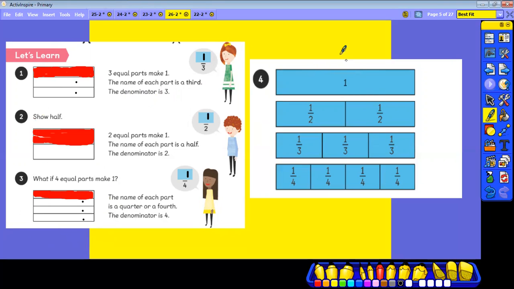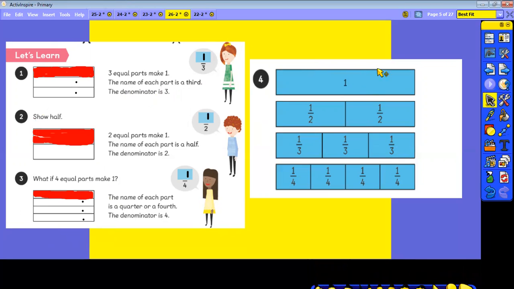So in part 4 of Let's Learn, we've got a diagram similar to the fraction wall in your learning packs, except less colourful, because this one's all blue and you've got lots of different colours. And this just shows you that one whole can be divided into 2 equal parts. So it'd have 2 halves. 3 equal parts would be 3/3, and 4 equal parts would be 4/4.